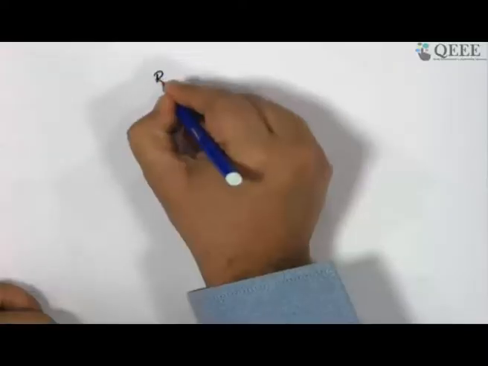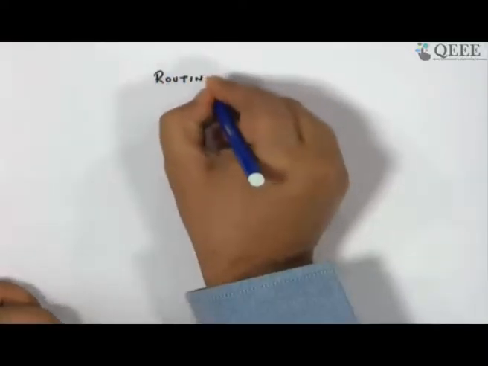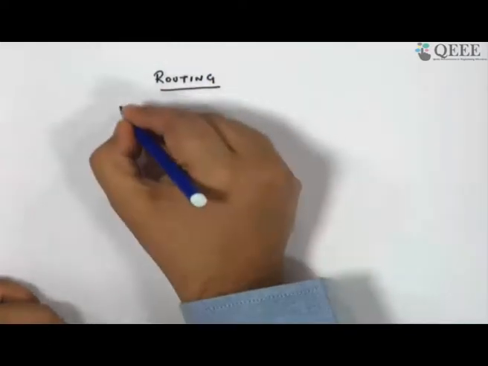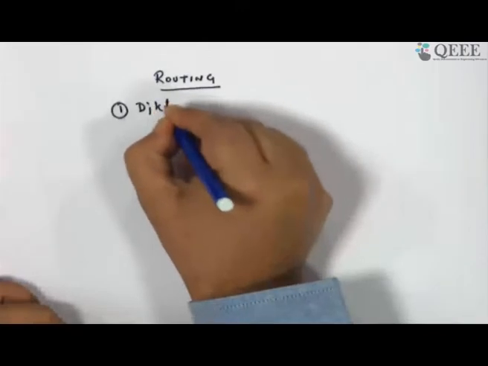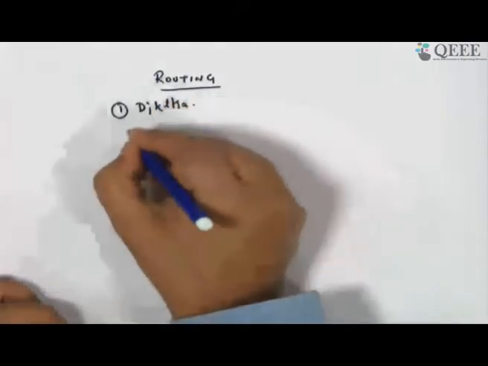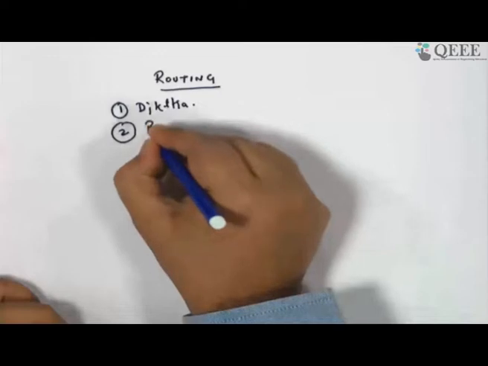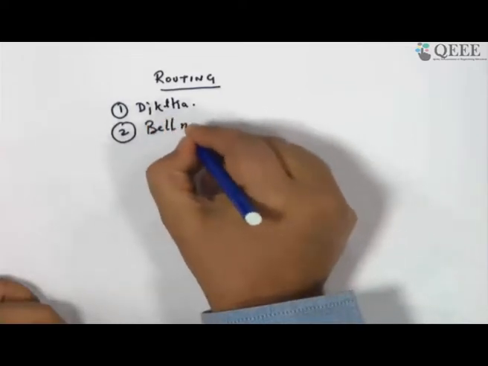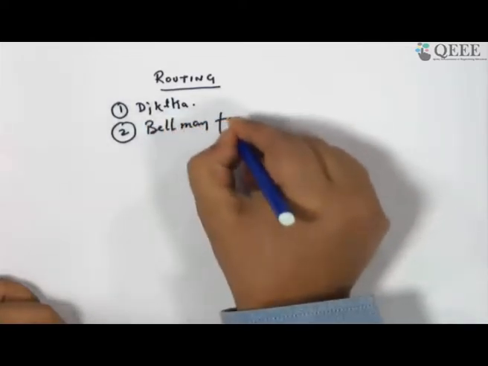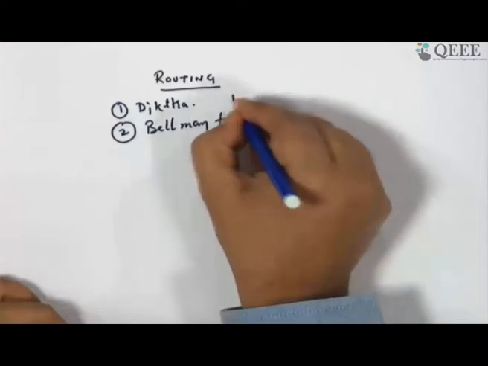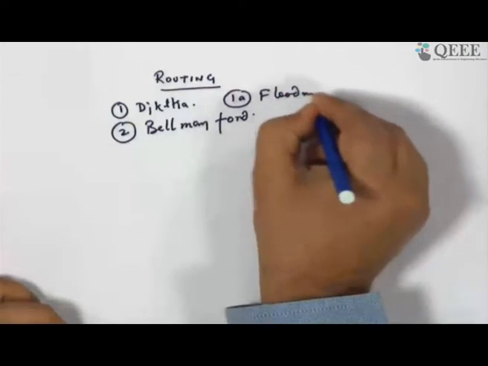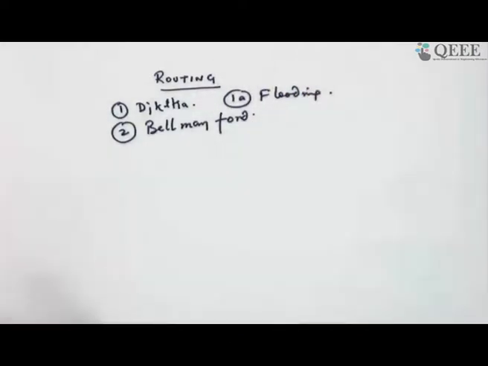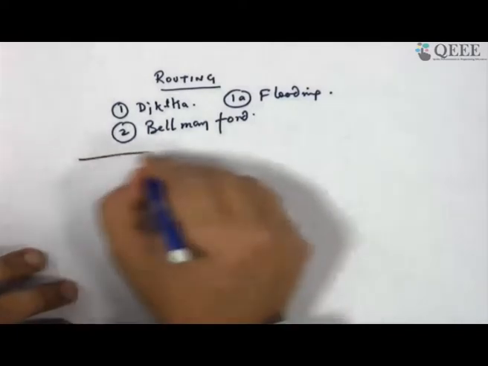So, we will continue with our routing algorithm. I guess we talked about Dijkstra, then we talked about Bellman-Ford, and in between we talked about flooding. So, these were the three routing algorithms which we were covering.